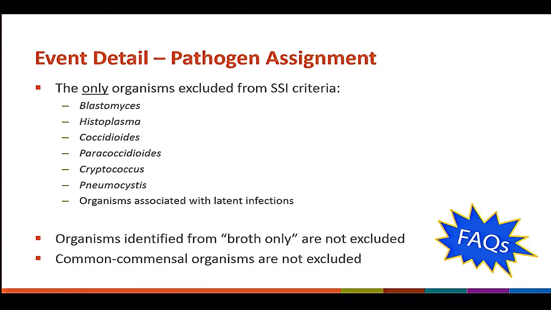Pathogen assignment. So there are very few organisms that are excluded from being used to meet SSI criteria. You can see a list of the genera there, and I'm not going to say them all because I'll probably stumble over half of them. And the last one is organisms associated with latent infections. Those are things like tuberculosis, shingles, things like that. Syphilis is another one.